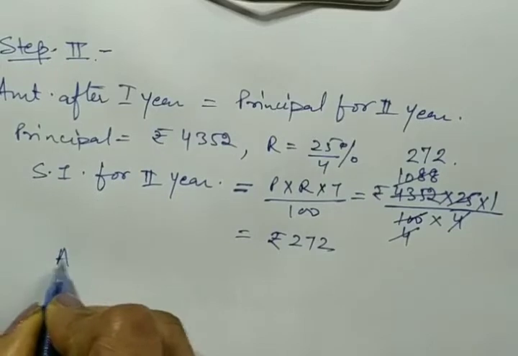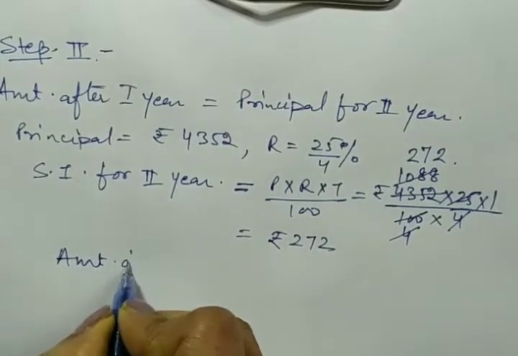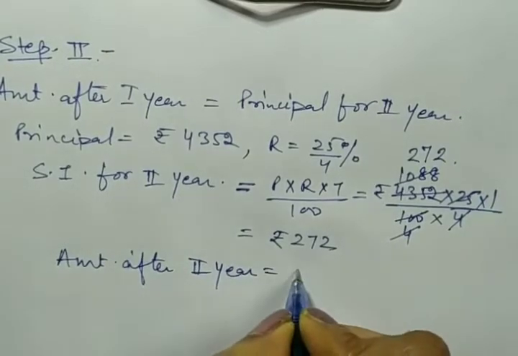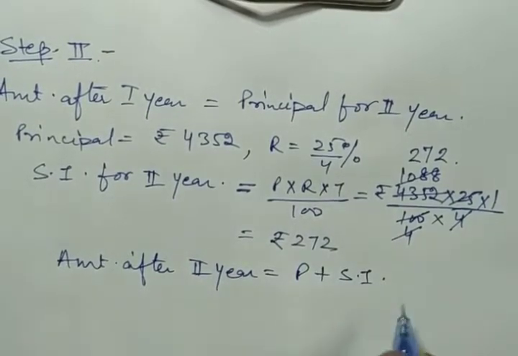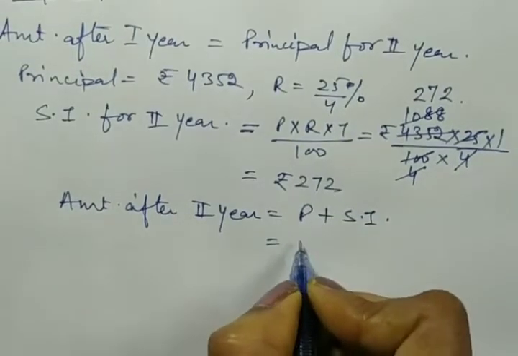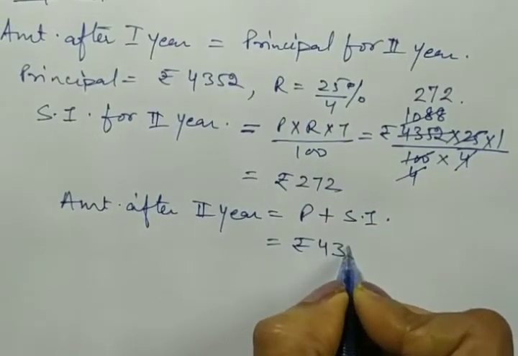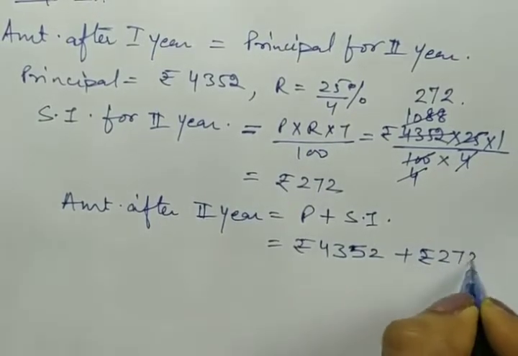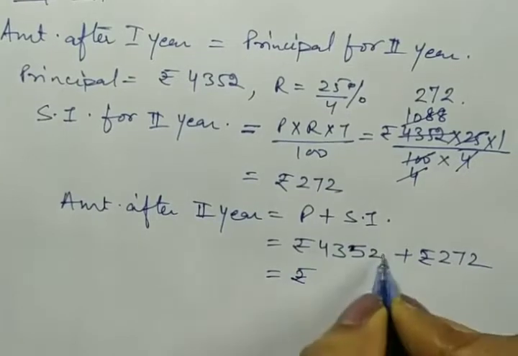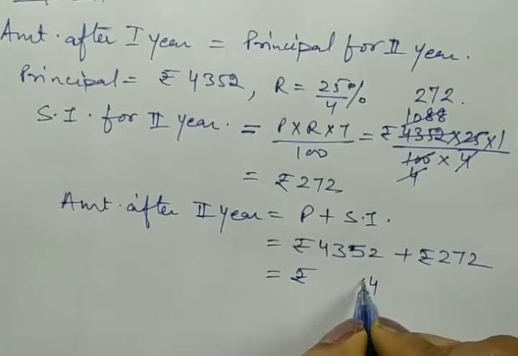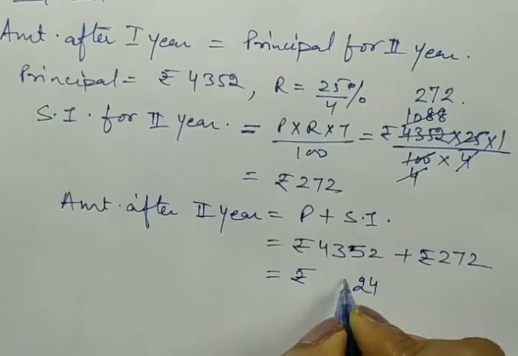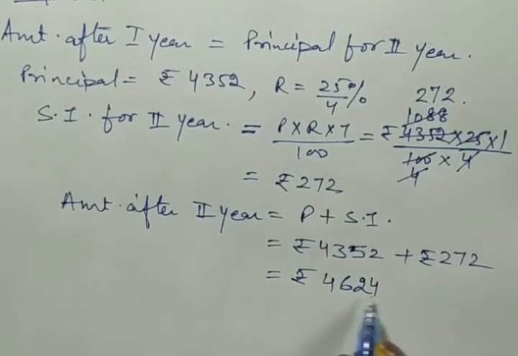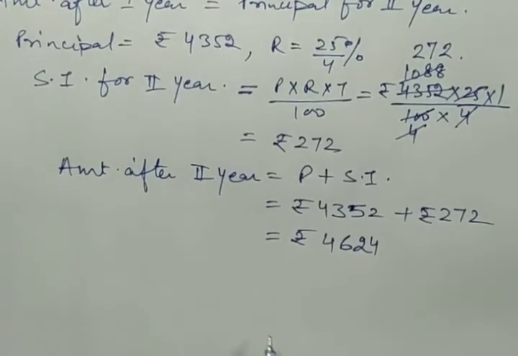Now we have to find the amount after second year, that is principal plus simple interest. So add 4,352 and rupees 272. I got 2 plus 2 is 4, 7 plus 5 is 12, 3 plus 2 and 1 is 6, and 4. So I got rupees 4,624 as the amount.